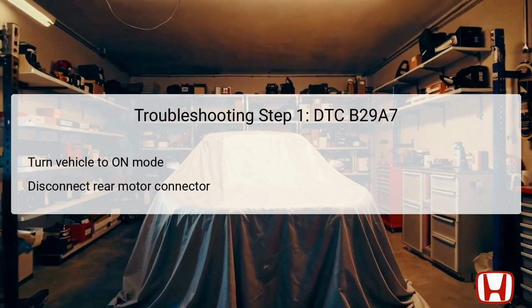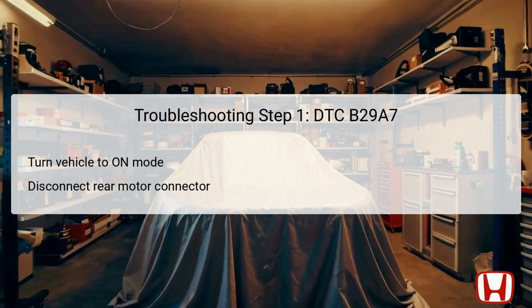The first troubleshooting step for addressing DTC B29A7 involves turning the vehicle to the on mode. This ensures that the climate control system is powered and ready for diagnostics. Once the vehicle is on, you need to disconnect the rear mode control motor connector to initiate the inspection process. This separation will allow us to examine the electrical signals without interference from potential faults in the motor.